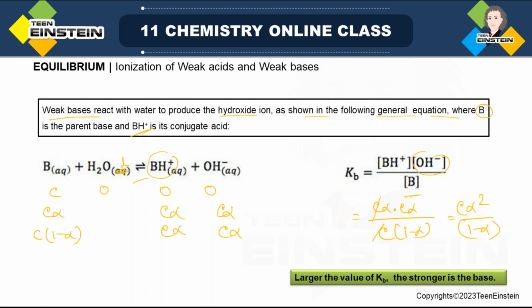The larger the value of Kb, the stronger is the base. The same, because when Kb is larger, dissociation is high. Suppose you are comparing two bases, high dissociation means these two species on the right hand side will be high. That means the numerator value will increase and the denominator is less. Also the reverse statement: the smaller the value of Kb, the weaker is the base. So from Kb values of different bases you can compare and arrange their strength.